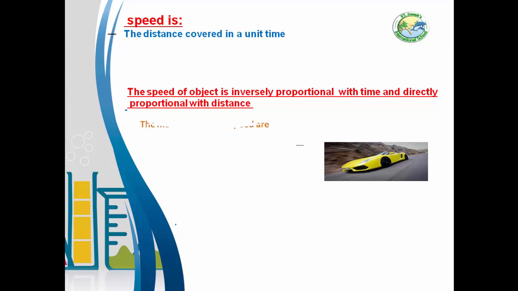What are the measuring units of speed? If the distance is covered in meters and the time in seconds, the measuring unit will be meter per second. But if the distance is measured in kilometers and the time in hours, in this case the measuring unit is kilometer per hour. So we can say that the measuring units of speed are meter per second or kilometer per hour.